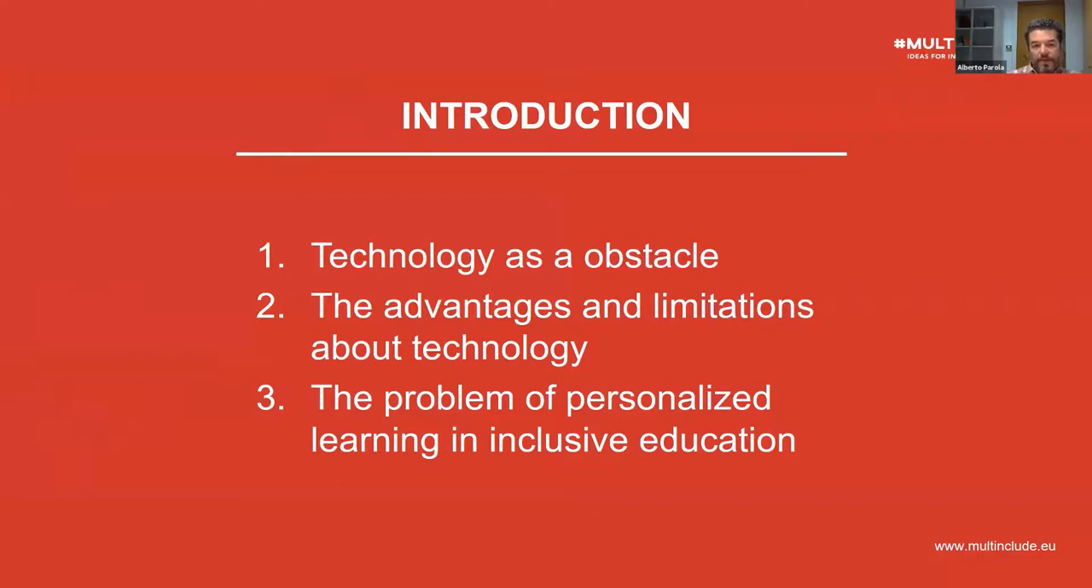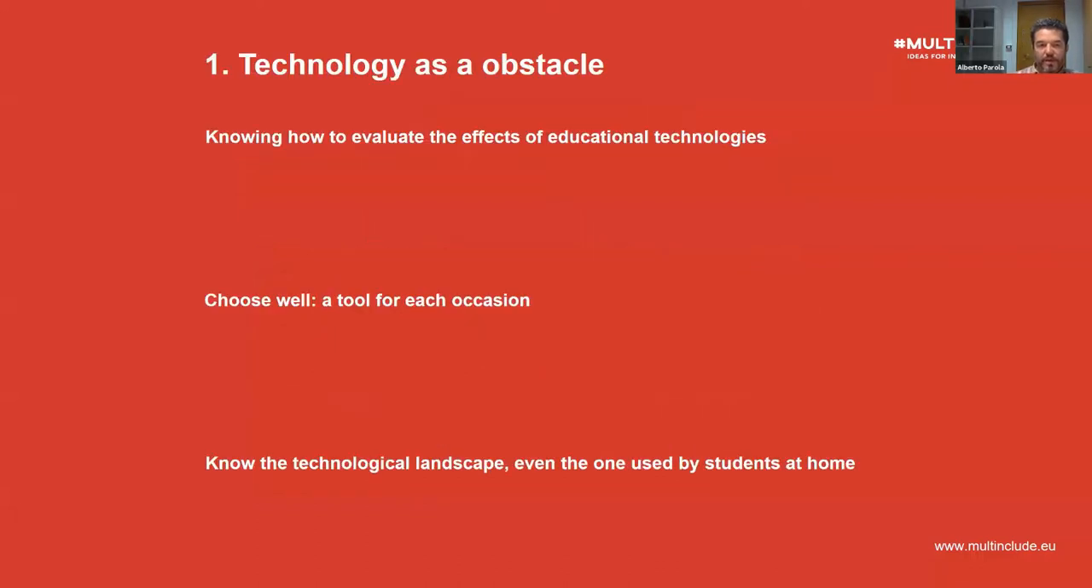Okay, three levels of reflection about this theme. First is technology as an obstacle. The second is the advantages and the limitations of technology. And the third, the problem of personalized learning in inclusive education. The first: educational technologies are neutral and don't show an automatic positive effect on learning. This is the first step of our reflection.